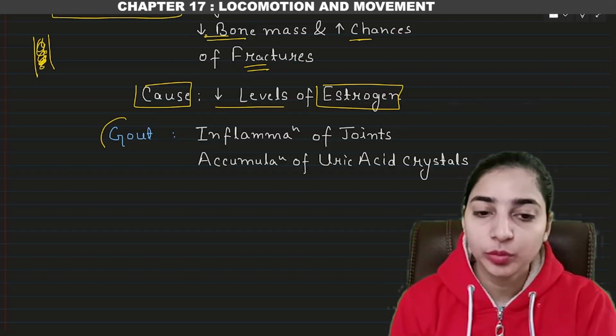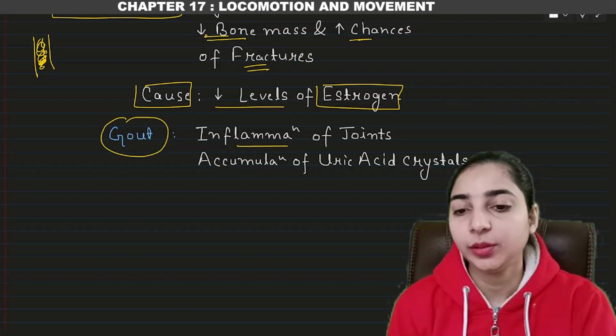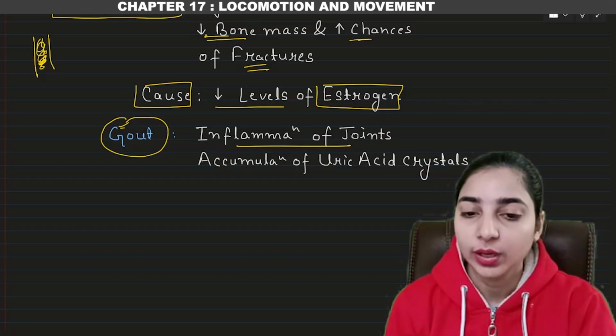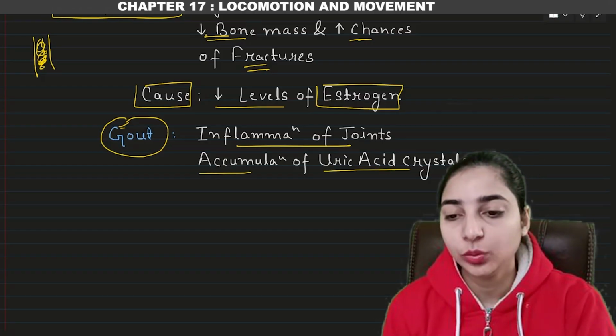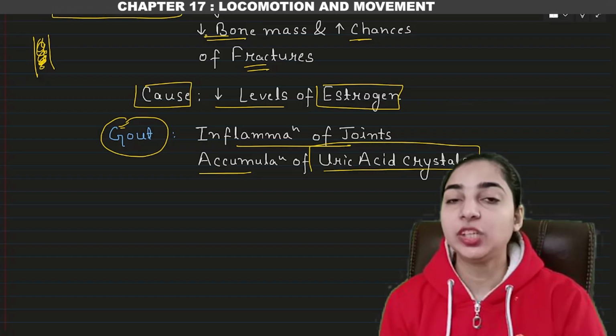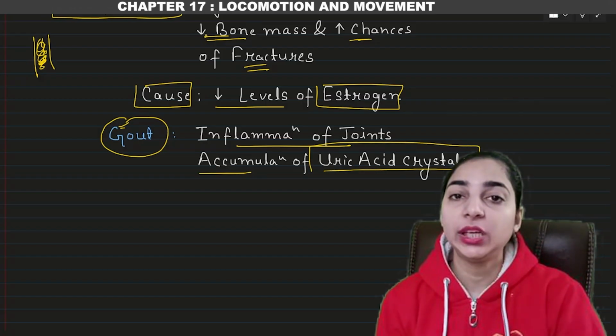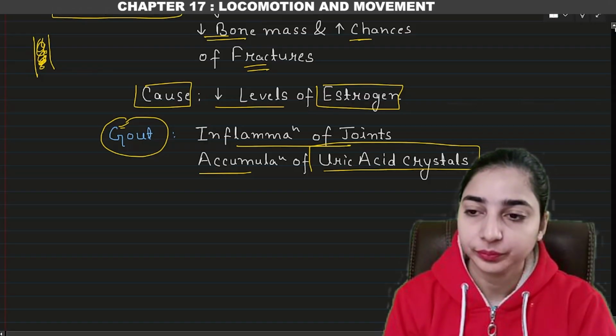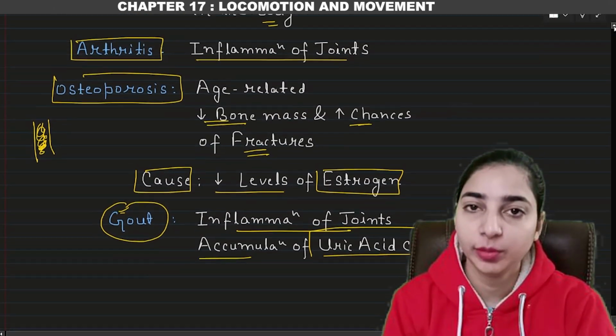Now the last type of disorder is gout, which is inflammation of the joints. So if there is inflammation in the joints, it will be gout, and it is due to the accumulation of uric acid crystals. So inflammation of the joints due to the accumulation of uric acid crystals leads to gout. And arthritis is also an inflammation of the joints.